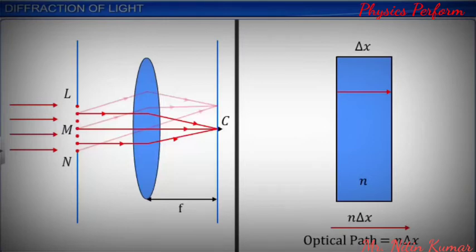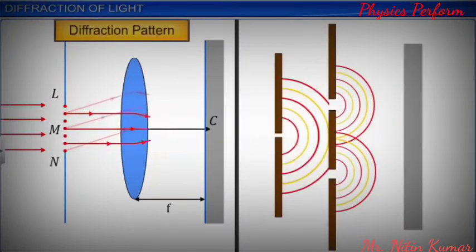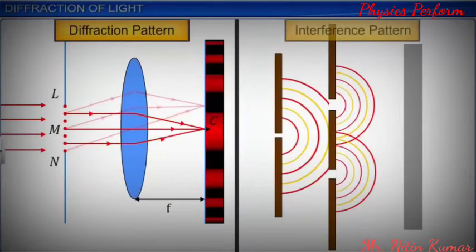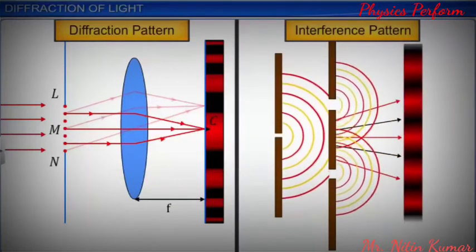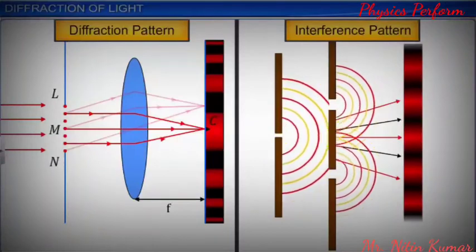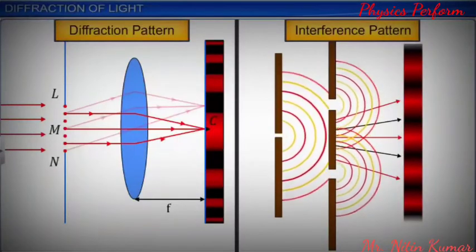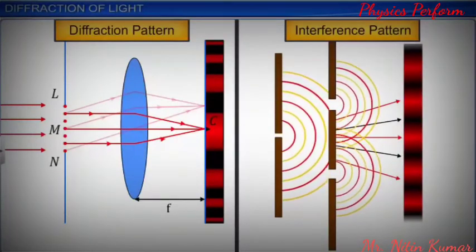Let us now compare the diffraction fringes due to a single slit with the interference fringes formed in the double slit experiment. We observe alternate bright and dark fringes in both the interference and the diffraction experiments.